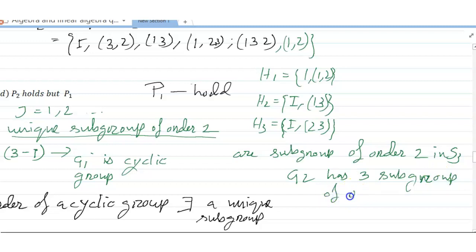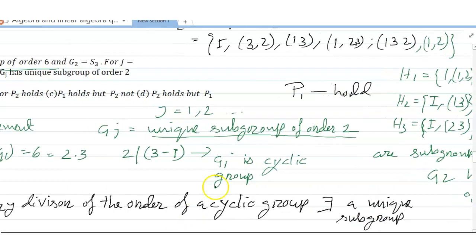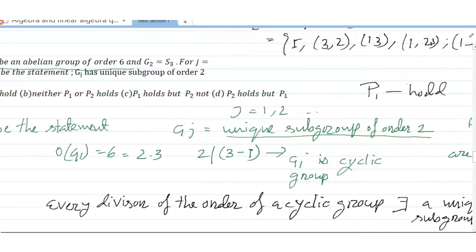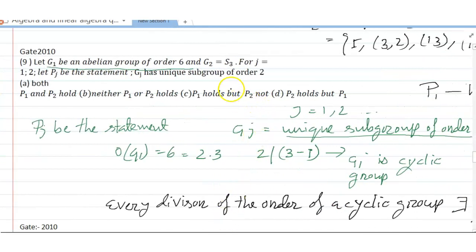So the statement about a unique subgroup of order 2 does not hold. So P1 holds but P2 does not. This is correct.